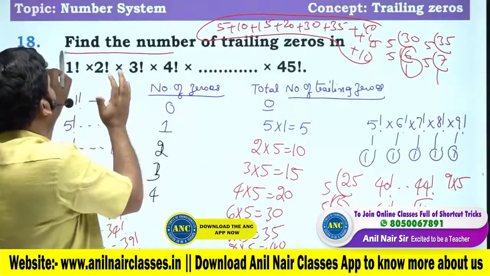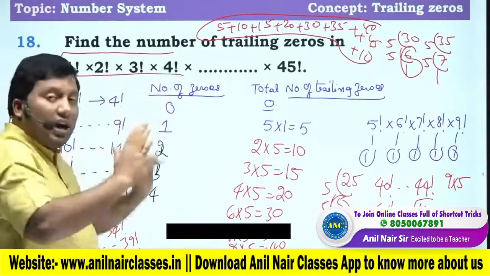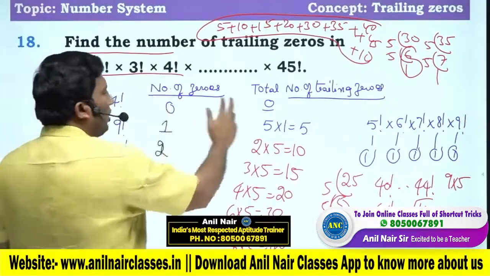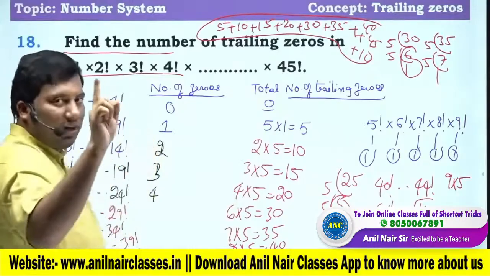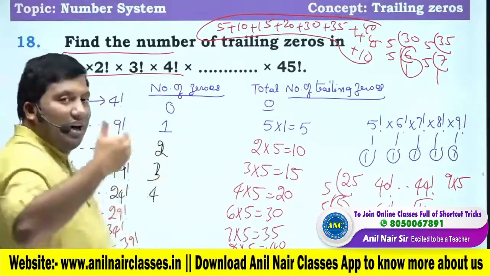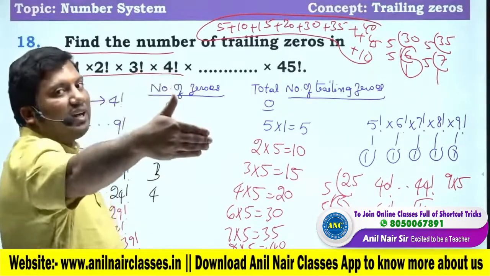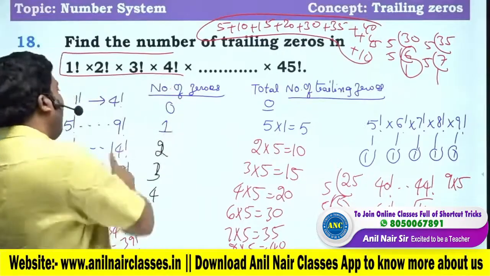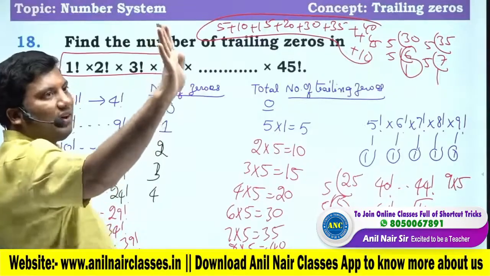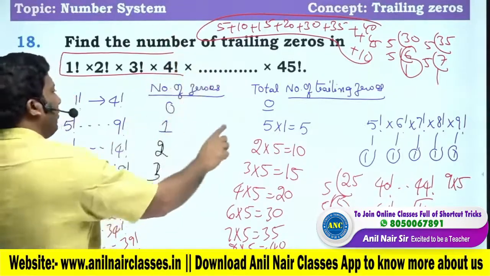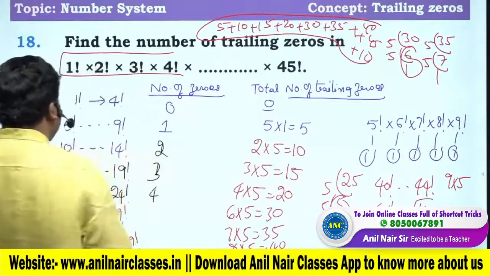From 1 factorial to 4 factorial, there are no 5s. So 0. Total number, it is 4 into 0, 0. 5 factorial contains 1 power of 5. From 5 factorial till the next multiple of 5, the number of zeros at the end will be 1: 5 factorial, 6 factorial, 7 factorial, 8 factorial, 9 factorial. So 5 into 1, 5.